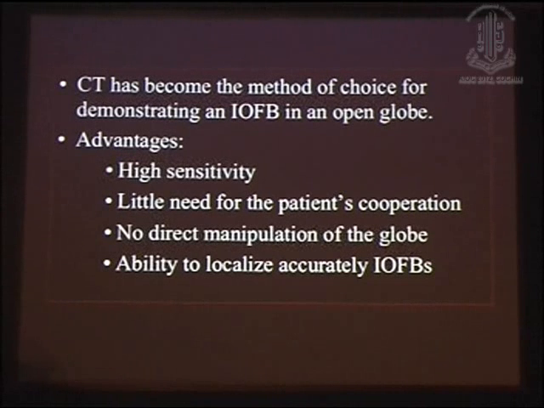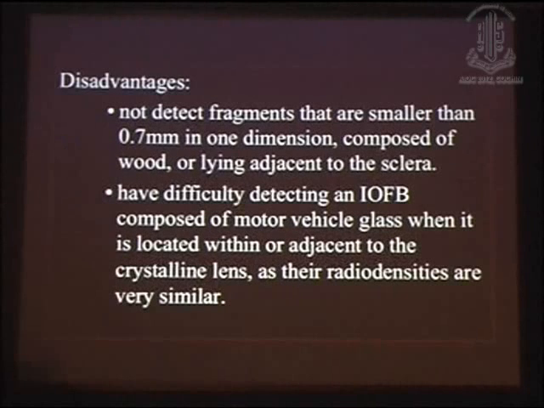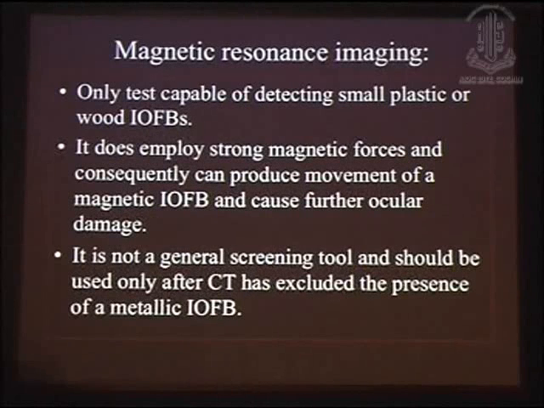The advantages are high sensitivity, little need for patient's cooperation, no direct manipulation of the globe, and ability to localize the intraocular foreign body. Optimal results are obtained by scanning in 2 dimensions with thin cuts less than 1.5 millimeter. The disadvantage is that it does not detect fragments smaller than 0.7 millimeter in 1 dimension, or composed of wood lying adjacent to the sclera.